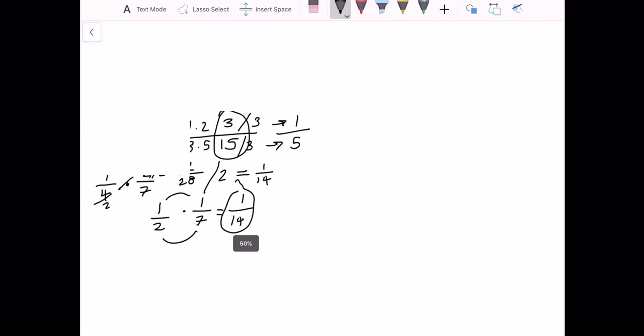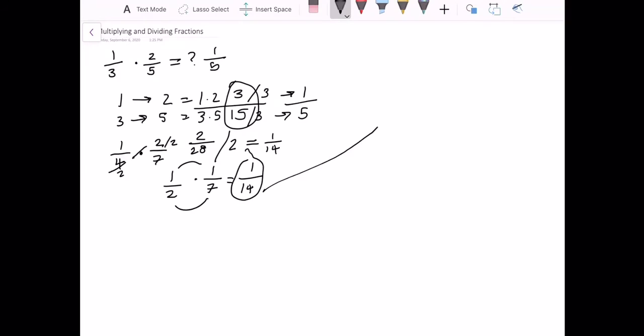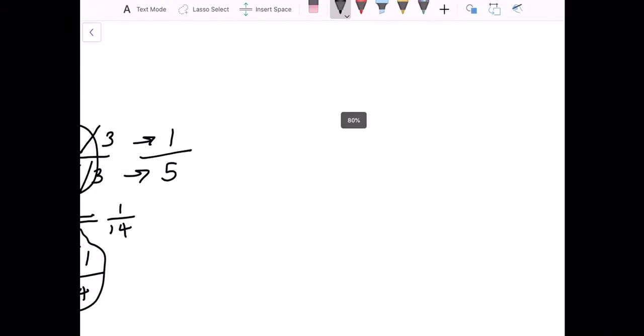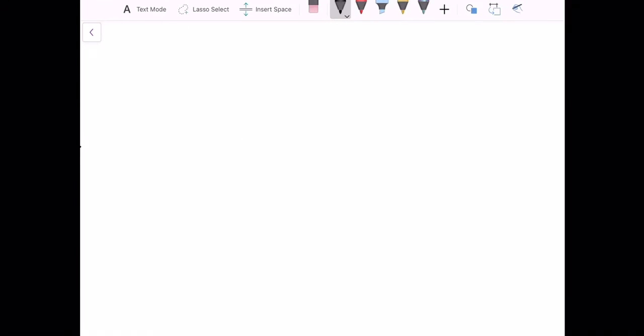Now, for dividing, it's a bit harder. It's not harder, it's just a couple more steps that we have to do. So we're going to take 3/4 divided by 1/2 equals question mark.